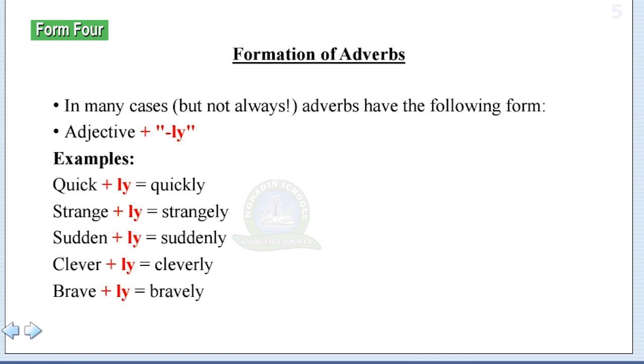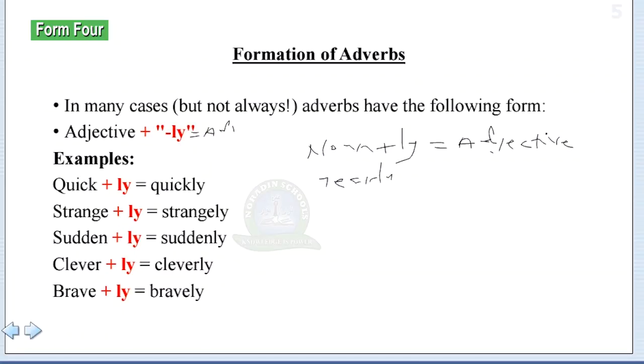In many cases, but not always, adverbs have the following form: adjective plus ly, not adverb plus ly. If you see noun plus ly, it is an adjective. Remember this rule. But adjective plus ly is an adverb. For example, year is a noun. So if I say yearly, it's an adjective, not an adverb. So do not confuse adjective plus ly and noun plus ly. They are very different. Whenever you see adjective plus ly, it becomes an adverb. But noun plus ly is an adjective.